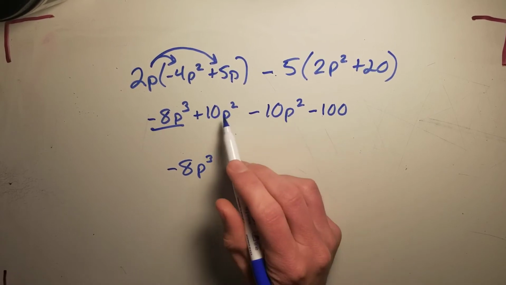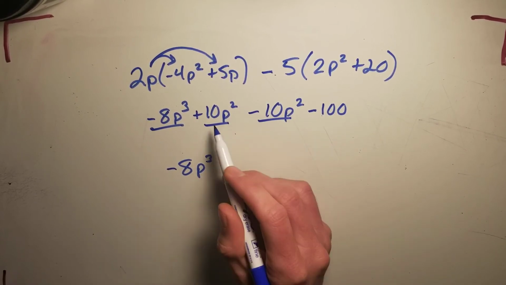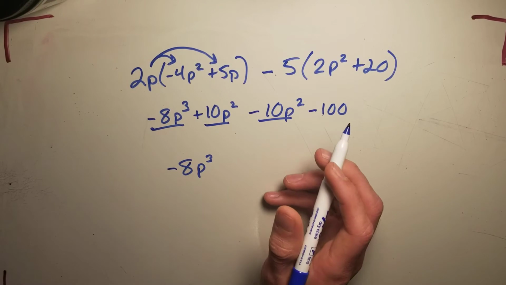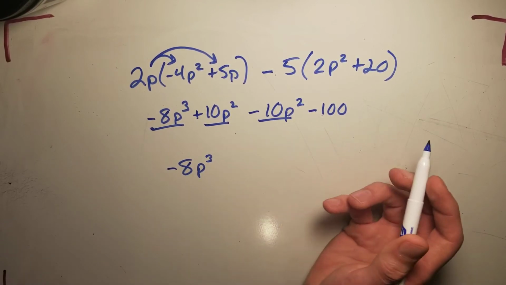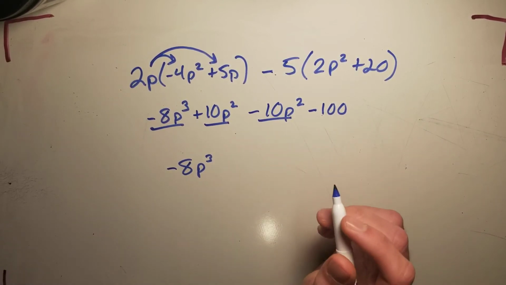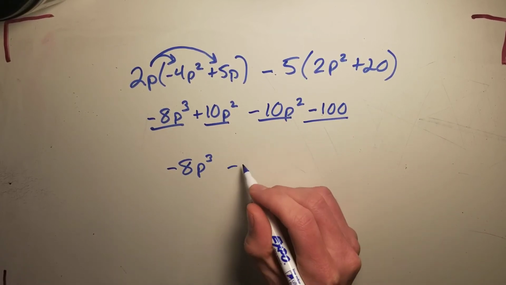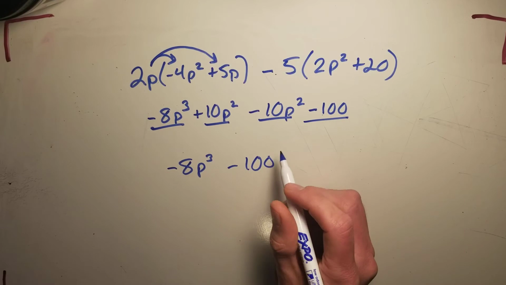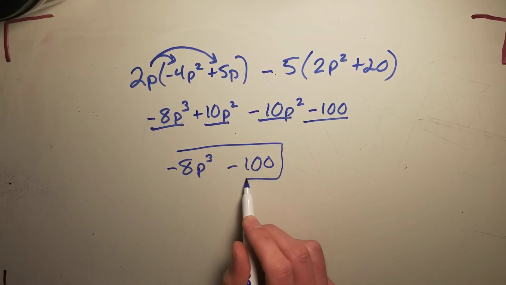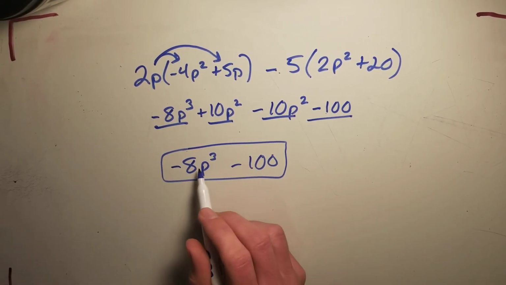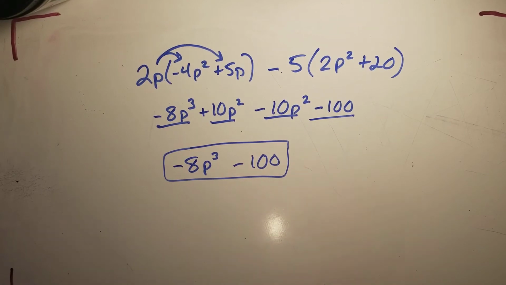P squareds, though, we have 2 of them, right here and here. And if we combine these, they end up canceling out, so they go away. We don't have them anymore. We have 0p squareds. And now we just have the minus 100 right at the end. So right here, this would be our simplest form, and we're in standard form, going from greatest degree to least degree. And there we go. Just like that, we're all done.